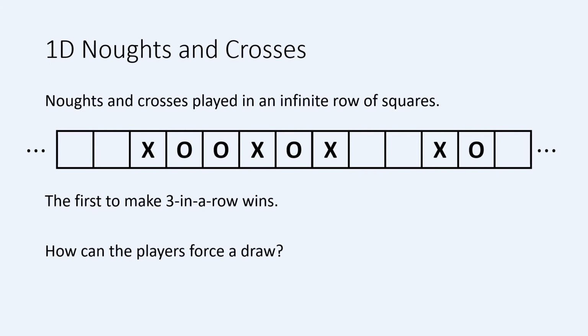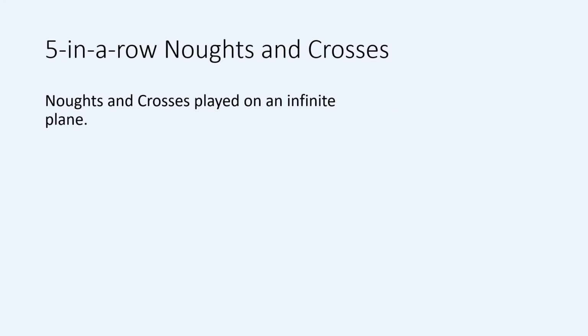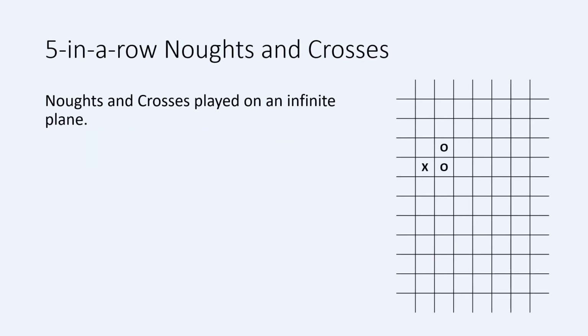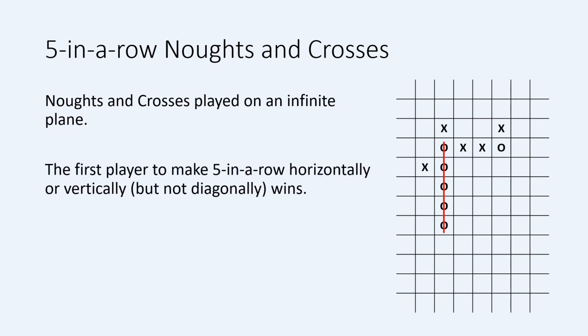5 in a row Noughts and Crosses. Going a step up, this variation of Noughts and Crosses is played on an infinite two-dimensional board, and the aim is to make 5 in a row, either horizontally or vertically, but not diagonally. Again, can either player force a draw?